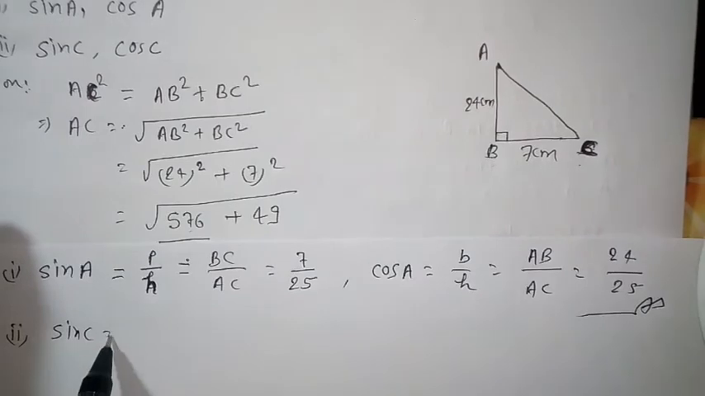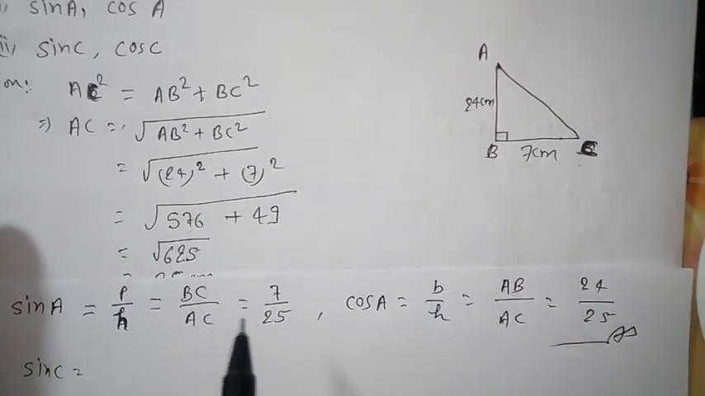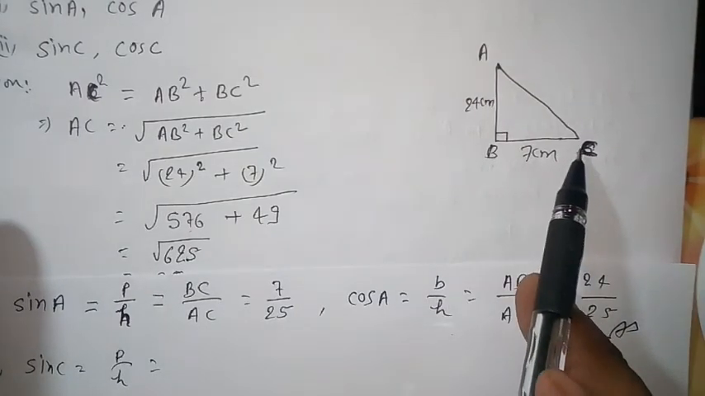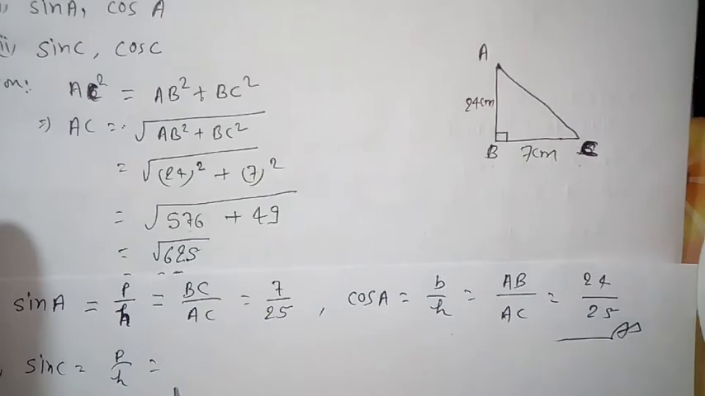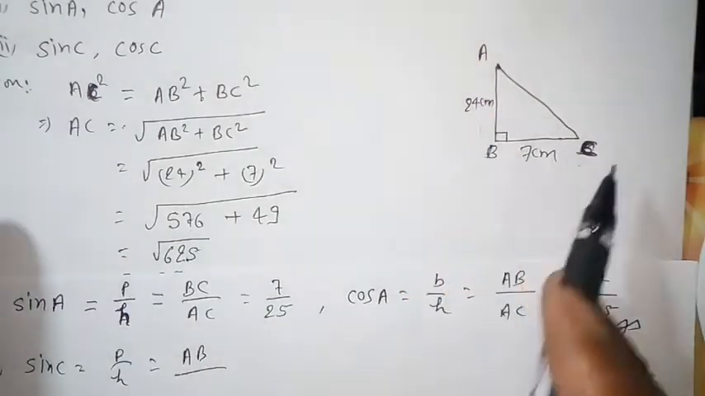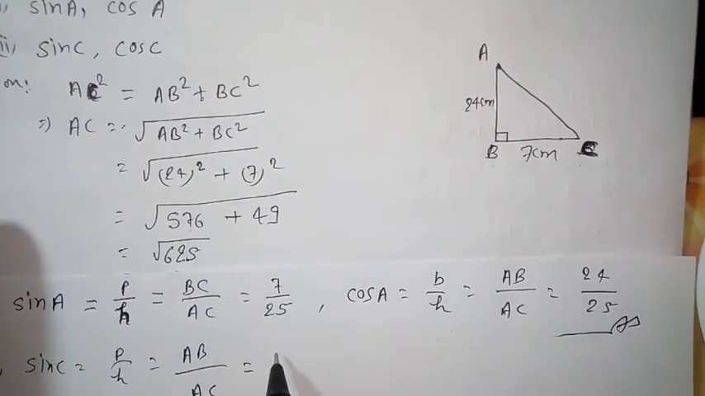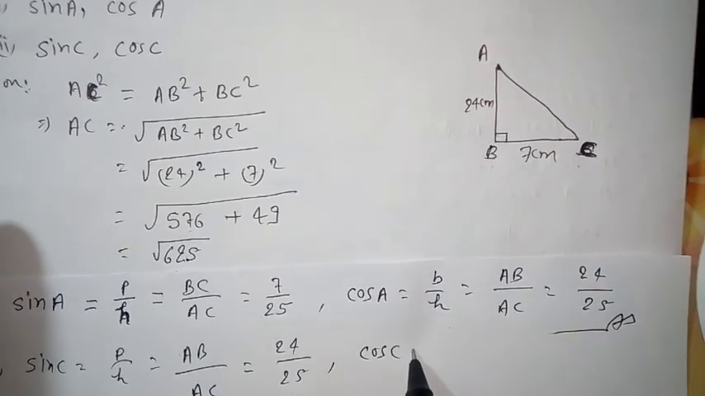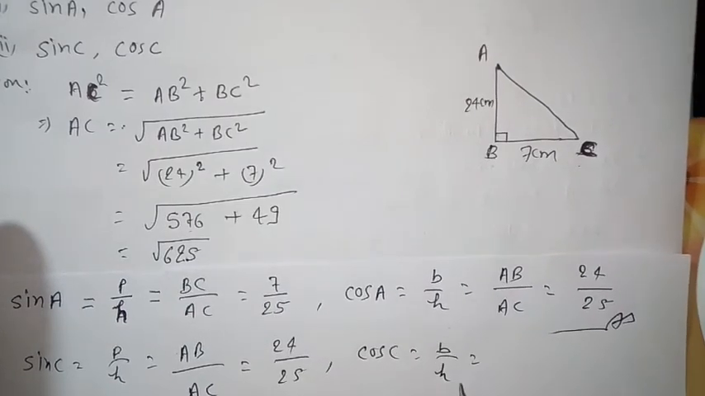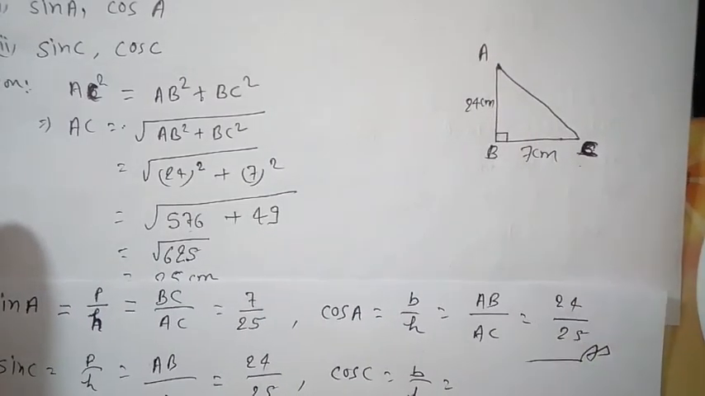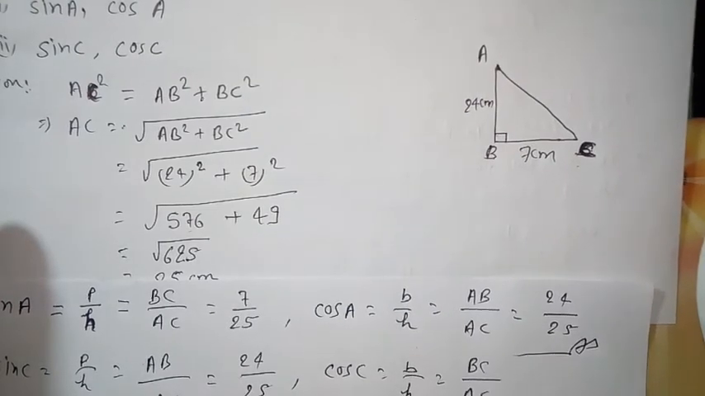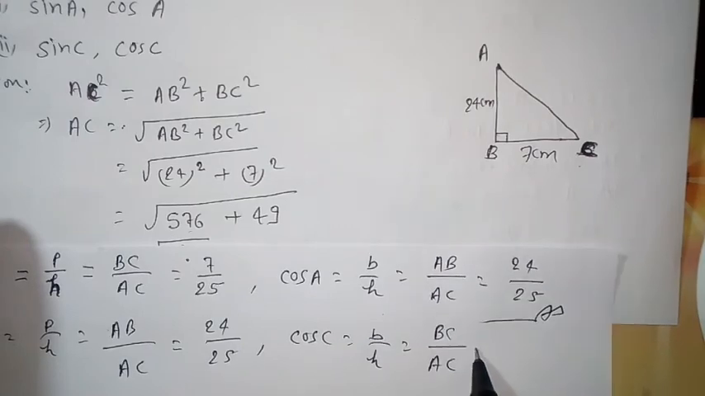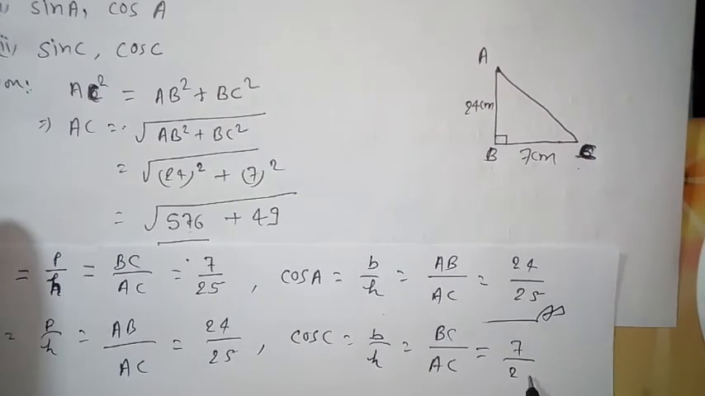Sin C. Sin C is equal to perpendicular by hypotenuse. For angle C, perpendicular is AB. Hypotenuse is same, so it is equal to 24 by 25. Cos C is equal to base by hypotenuse. For angle C, base is BC. Hypotenuse is AC. Hypotenuse has no change. BC is equal to 7, AC is equal to 25. Answer.